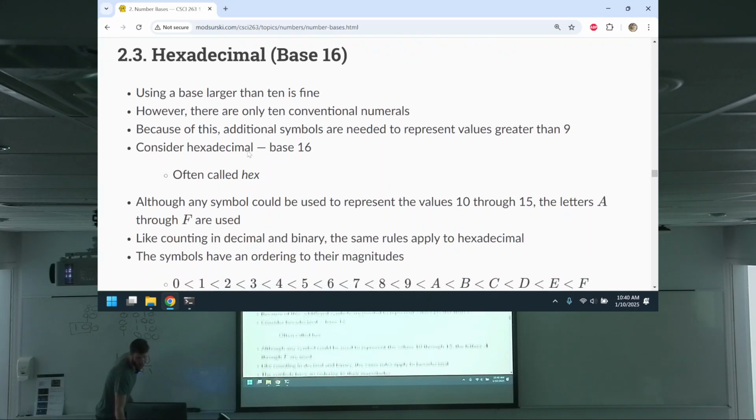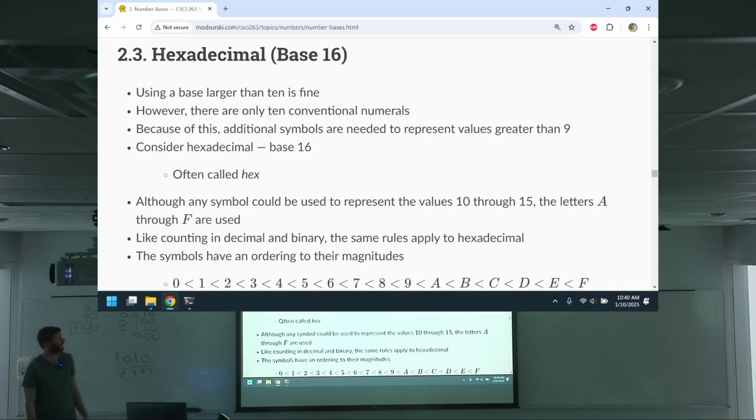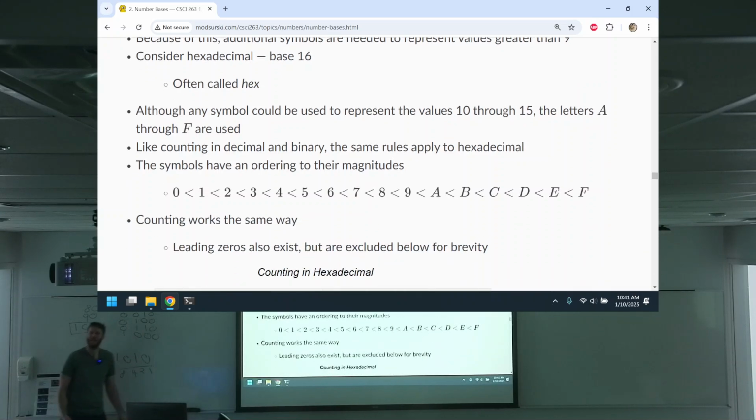Here's another one that we often use in computing called hexadecimal. Often we call it hex, but it's hexadecimal, where we actually have 16 unique symbols. Using a base larger than 10 is fine, but there's only 10 conventional numbers, so we need an additional 6. Well, we're really creative and we just use some letters. Any symbol can be used. We just need a symbol to represent 11. Well, we start with A. Why? Because.